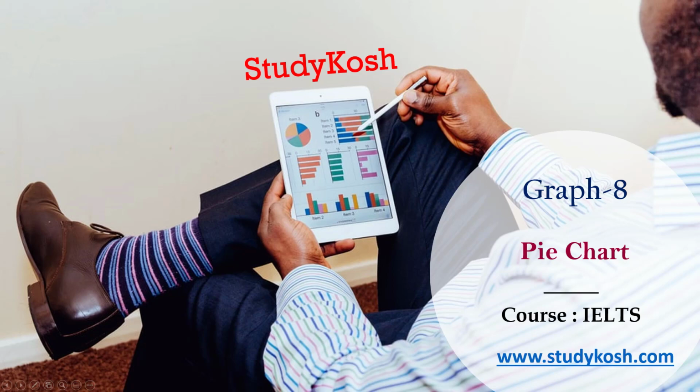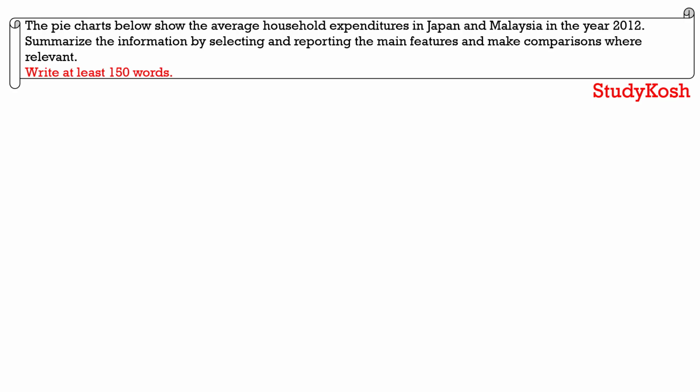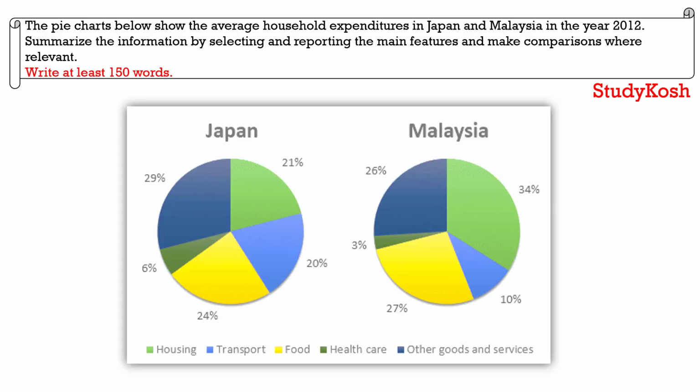Today we are going to discuss pie charts. The information is given in the form of two pie charts. First of all, let us have a look at the question and simultaneously we will be discussing the main points. The pie charts below show the average household expenditures in Japan and Malaysia in the year 2012. Summarize the information by selecting and reporting the main features and make comparisons where relevant.